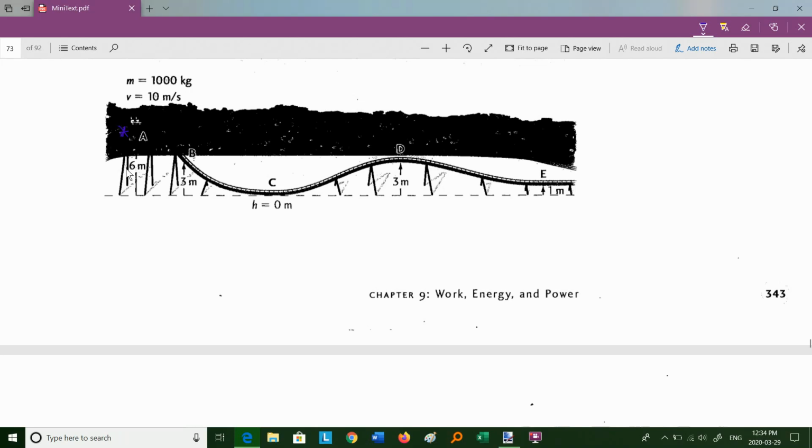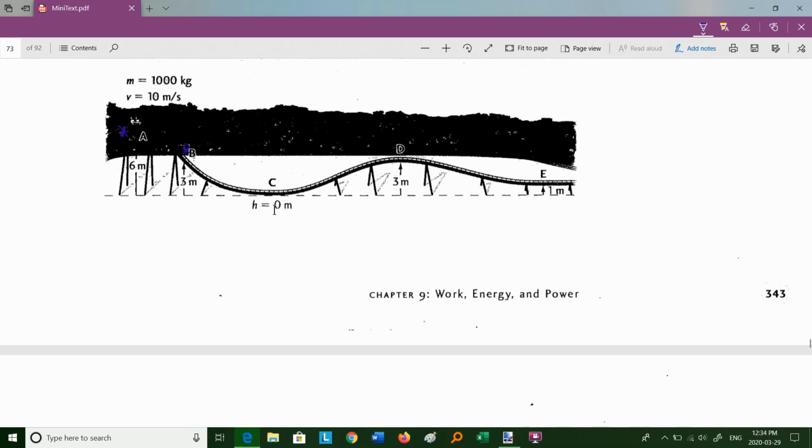I can also get my potential energy at A. It would be mgh. 1,000 times 9.8 times 6, which is around 58,800. So add those together, your total mechanical energy is 108,800 joules. And that is the same mechanical energy everywhere. It's the same at B, where we're going to have a little more kinetic energy, a little less potential, because we're getting closer to zero.